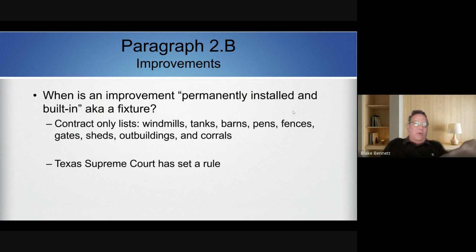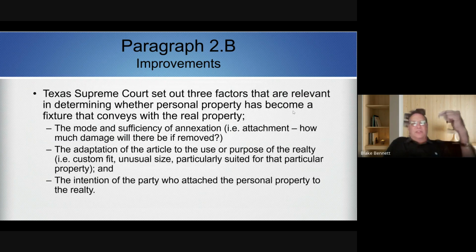Well, the Texas Supreme Court has a definition. The Supreme Court looks at several factors. First of all, the mode and sufficiency of annexation is what they refer to it. In other words, how much damage is going to be done if it is removed. The adaptation of the article. In other words, is it a custom fit, an unusual size? Is it particularly suited for that particular property? And then the intention of the party who attached the item. This is where it can get a little bit gray.